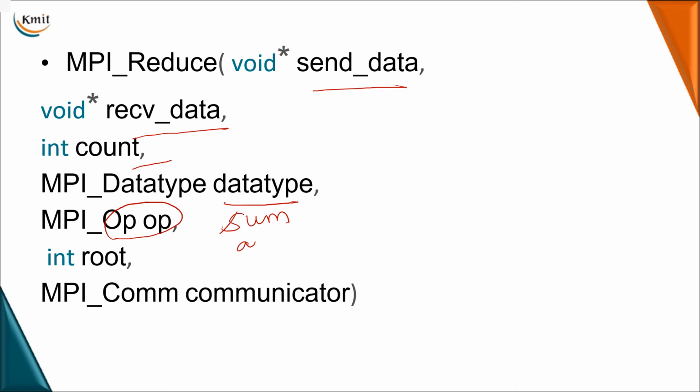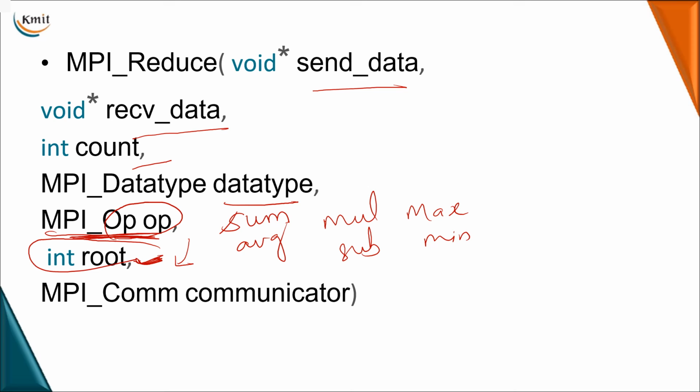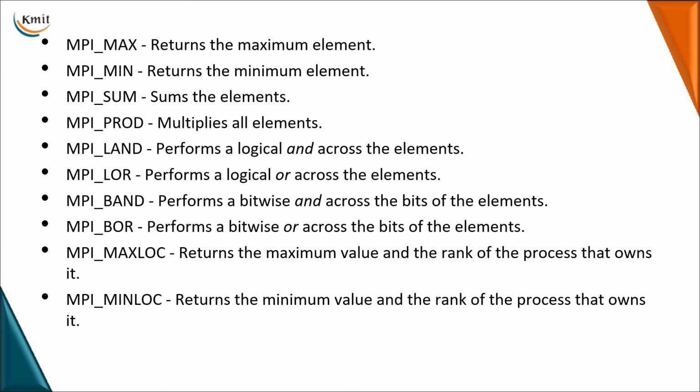You can even perform the average of the values which are present. You can even perform multiplication. You can go for performing subtraction. You can find out a maximum value out of all the values or a minimum value. So I have to be very clear with the operation that I want to do on all the values and reduce it to a single value. And which process will take the responsibility of reducing it? This is your root value. So ultimately the reduced value will be stored in your root. Now, as I told you, this is MPI_MAX, MIN, SUM, PROD, logical OR, AND, OR operation. So you can use any of these operators.